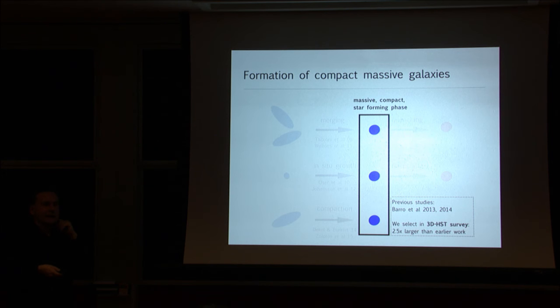Not really. Yeah, what is discriminant? I'll get to something that might be discriminant, but the timescales are very uncertain. They all have between 100 million and 500 million years for the star-forming phase, which is also what we see, as I'll show.